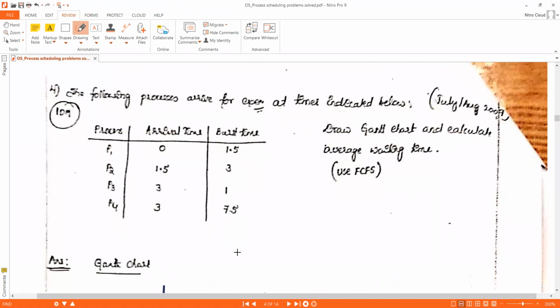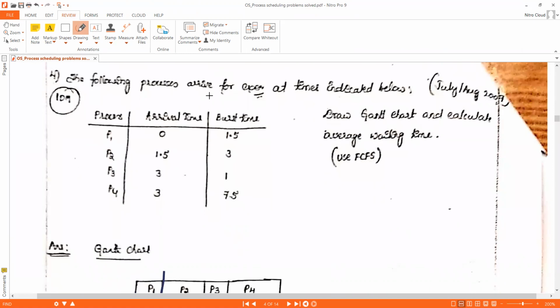Now we will find another problem. The following processes arrive for execution at time indicated below. Okay, that is process 1 and its arrival time, burst time is given here. Here the processes, process 1, process 2, process 3, process 4. 4 processes. Arrival time of process 1 is 0. Arrival time of process 2 is 1.5. Arrival time of process 3 is 3 milliseconds. Arrival time of process 4 is 3 milliseconds.